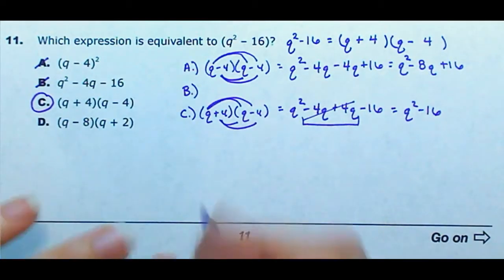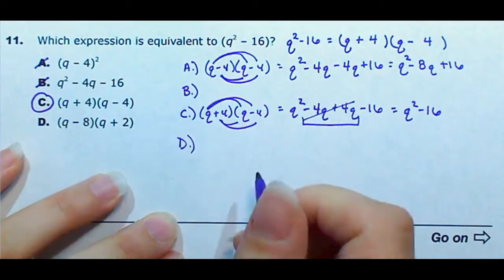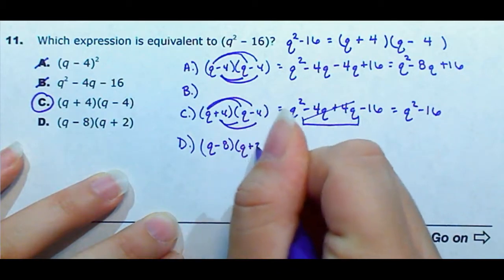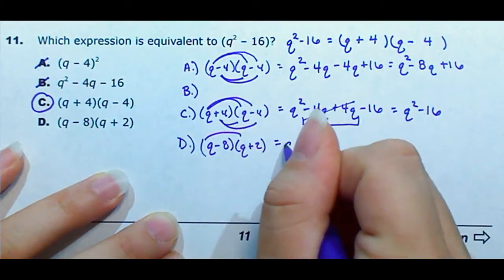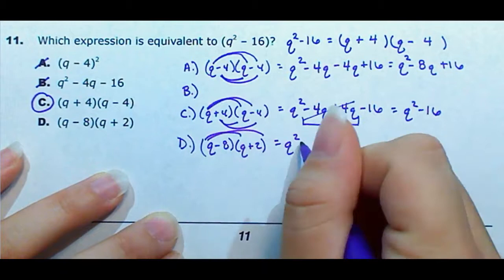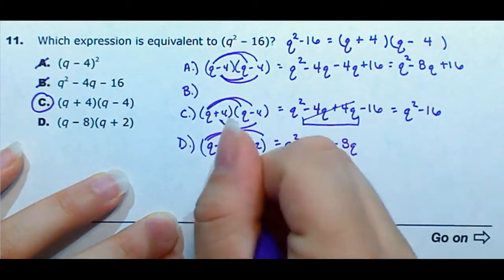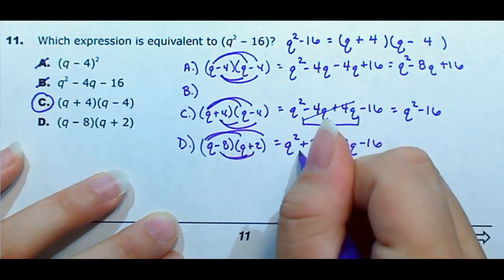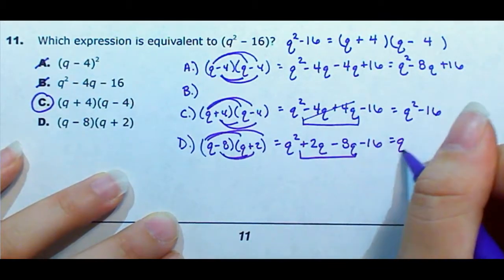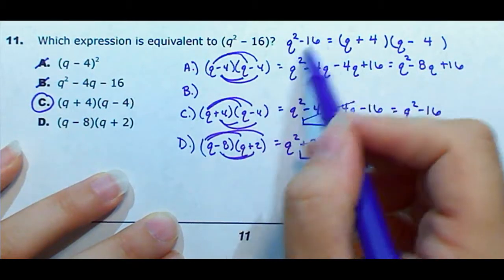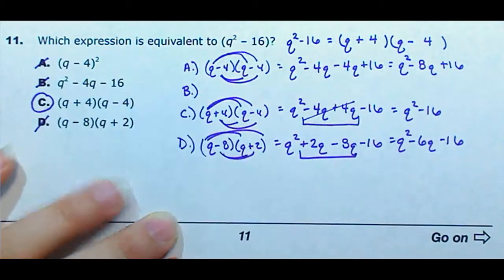Now let's look at D just to make sure we can eliminate it. So q minus 8 times q plus 2. Again, if you were to distribute, that's q squared plus 2q minus 8q minus 16. And again, when you look at those middle terms, we're left with a negative 6q minus 16, which again, we don't have a middle term here. So C is the correct answer.